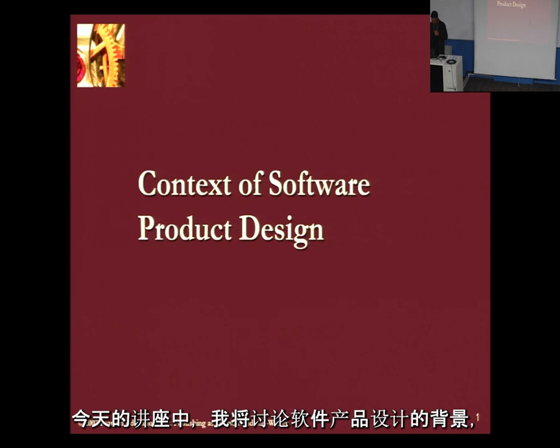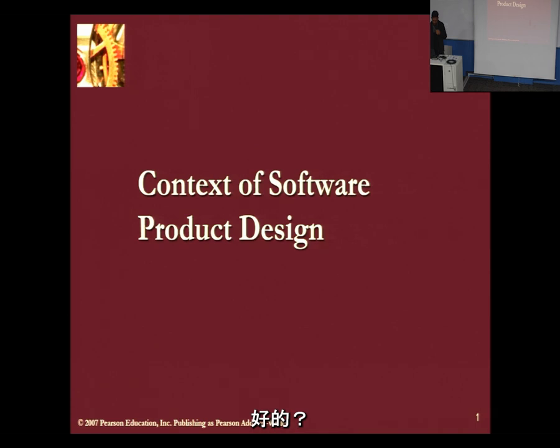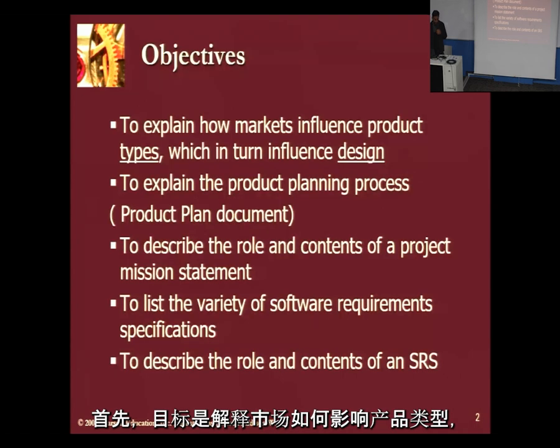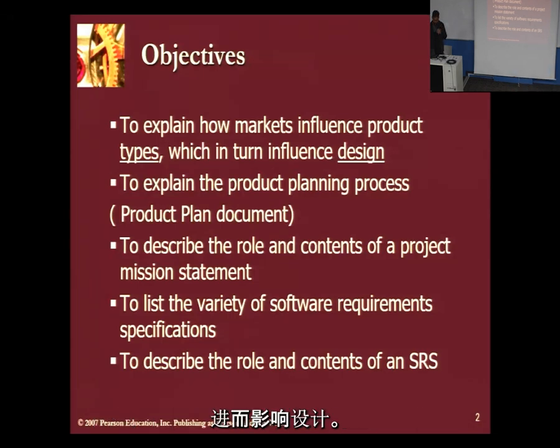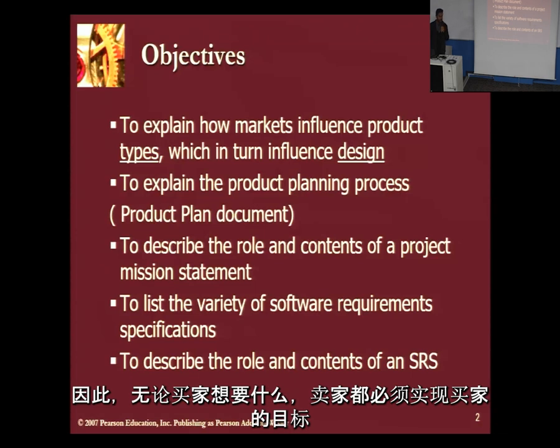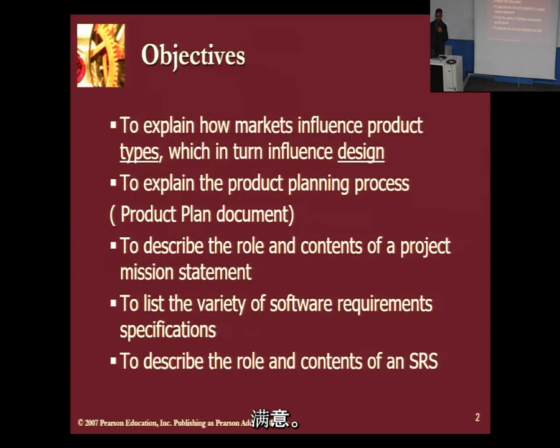Okay. So for today's lecture, I'm going to cover the context of software product design. First, the objective is to explain how markets influence product types, which in turn influence design. So, everything is controlled by the market. There are buyers and sellers, right? Whatever the buyers want, the sellers have to achieve the objectives for the buyers to be satisfied. So, the same concept over here.